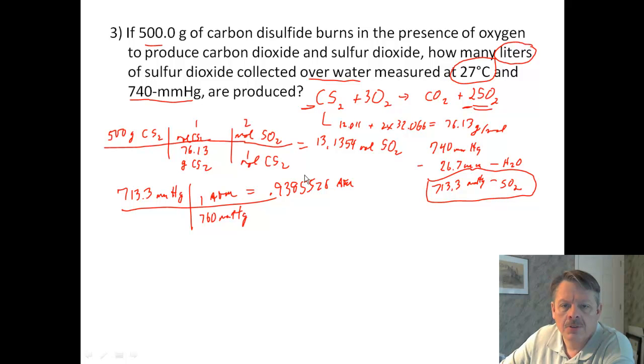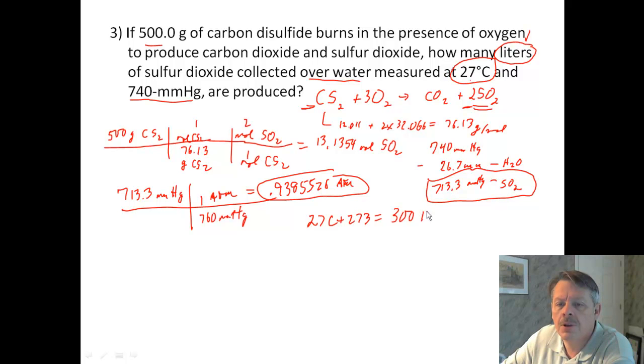Okay, so I've got atmospheres. I'm looking for liters. My temperature is at 27 Celsius. I haven't done that yet. 27 Celsius plus 273. Well, that's a nice round figure of 300 Kelvin. Right. Is there anything else I've missed? I should be able to do PV equals nRT now, I think.